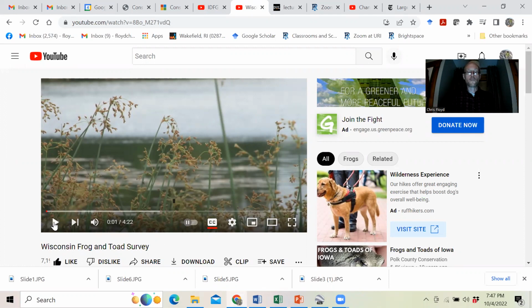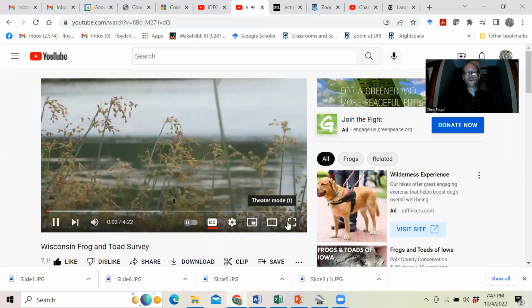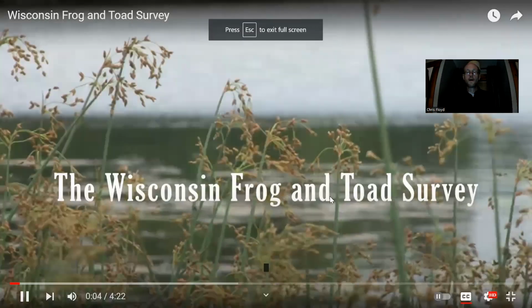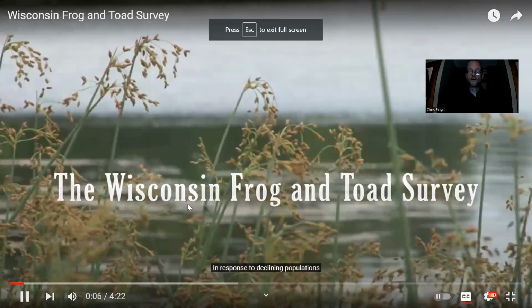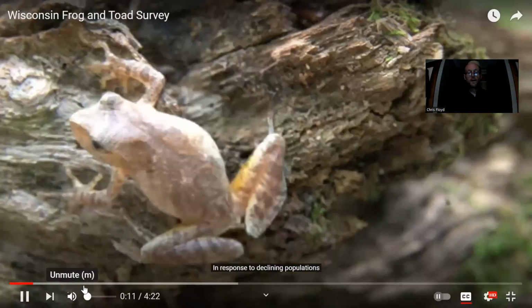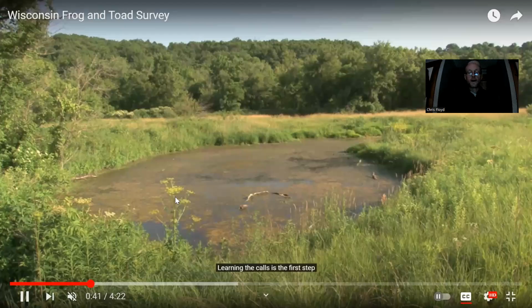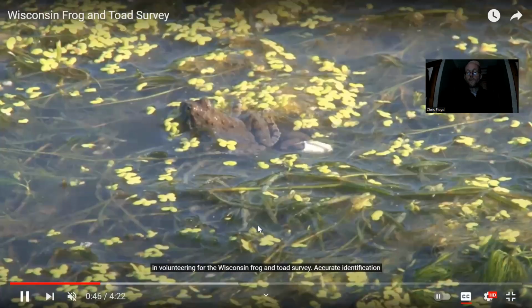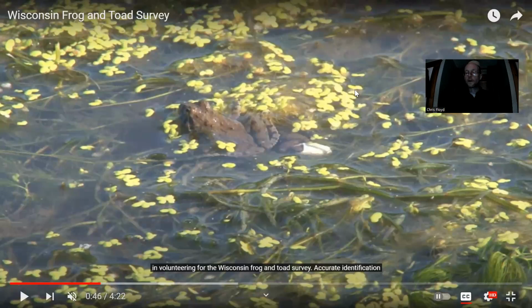Because in the spring, they all breed like this. They sound like that. And you use a certain method, which the Wisconsin Frog and Toad Survey uses, and every state uses, in response to declining populations. You go out there, and you don't count the number of calls you hear or the number of individuals calling. Instead, it's a 0, 1, 2, 3 scale. 0 being you didn't hear anything of that species. 1 being you hear a call.